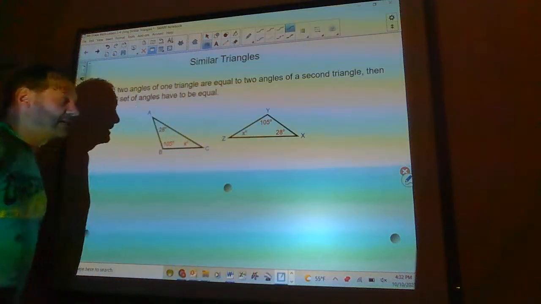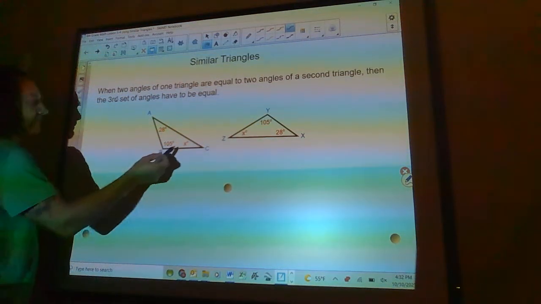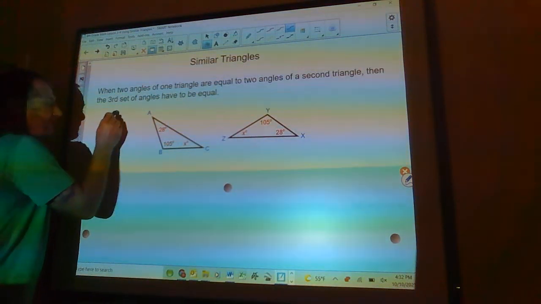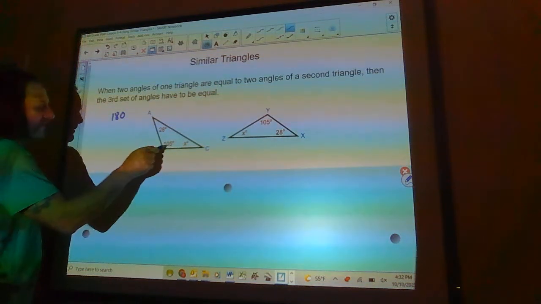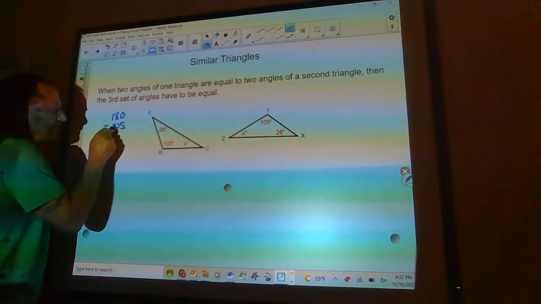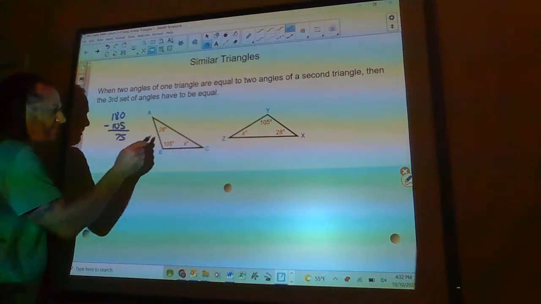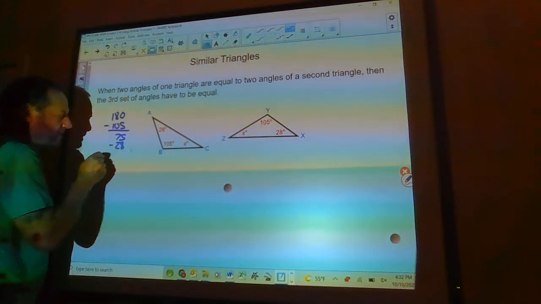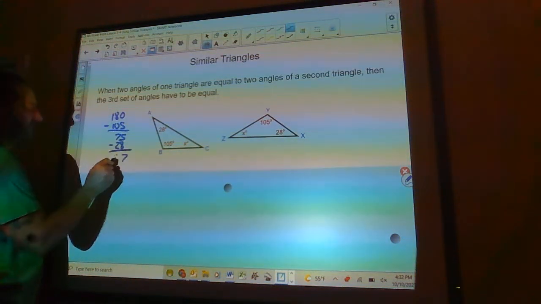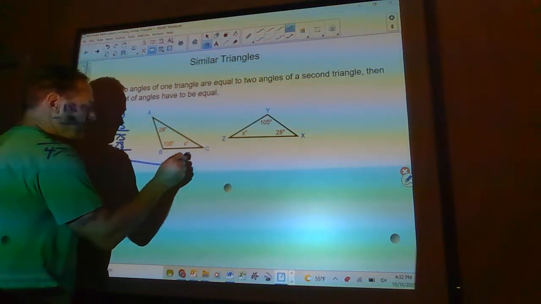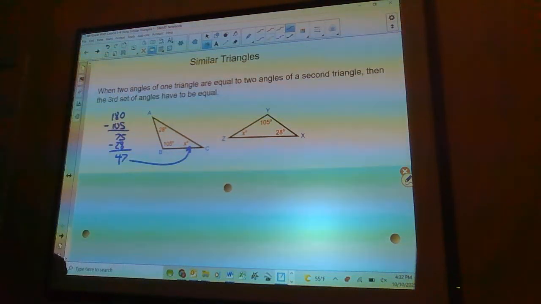Because I know there's 180 degrees in every triangle. So if I've got this triangle here, I know it has 180 degrees. I know 105 of them are right there. So that leaves 75, and I know 28 of them are right there. That leaves 47 degrees that has to go right here.